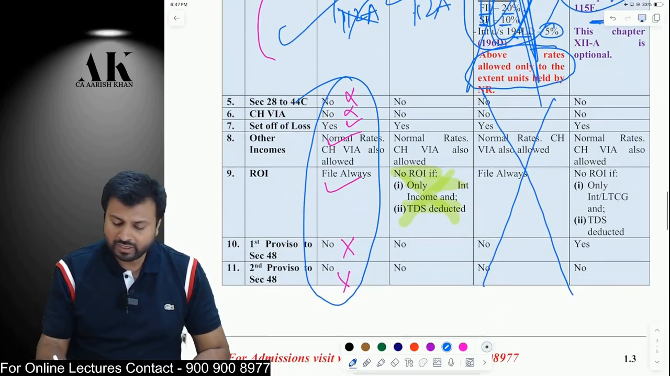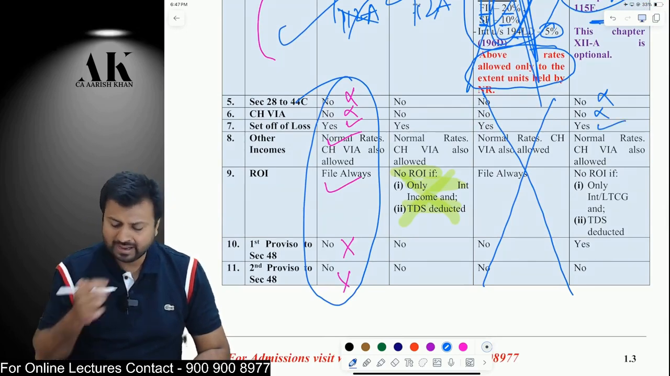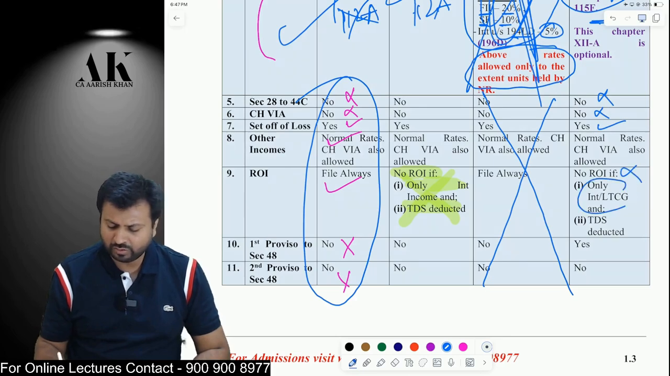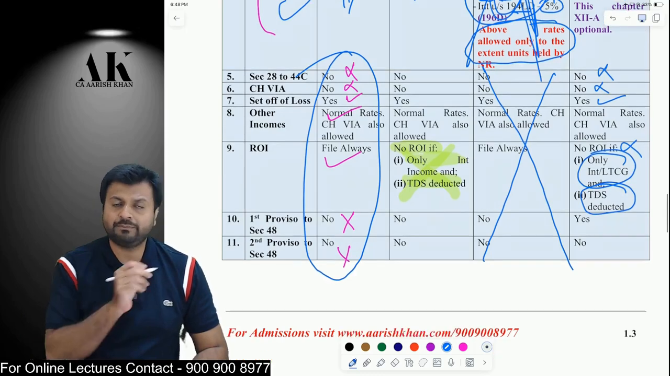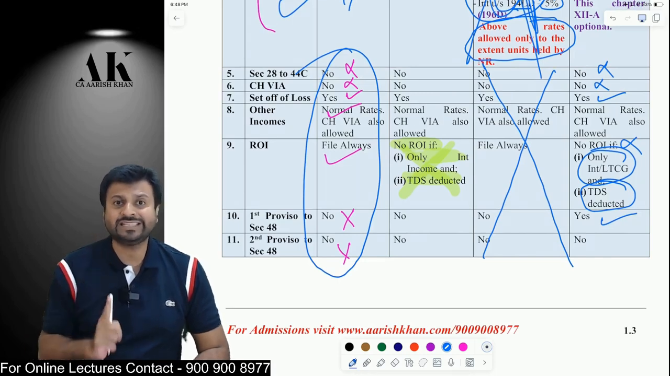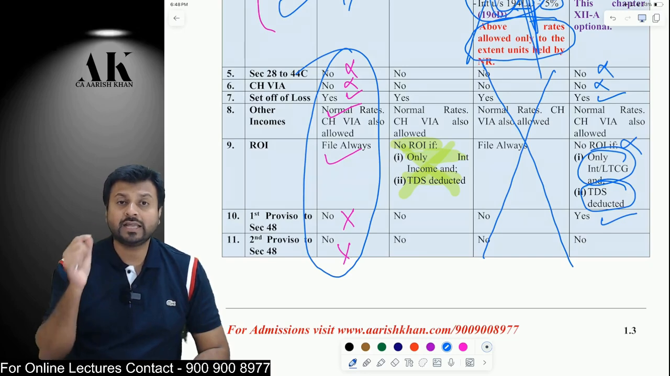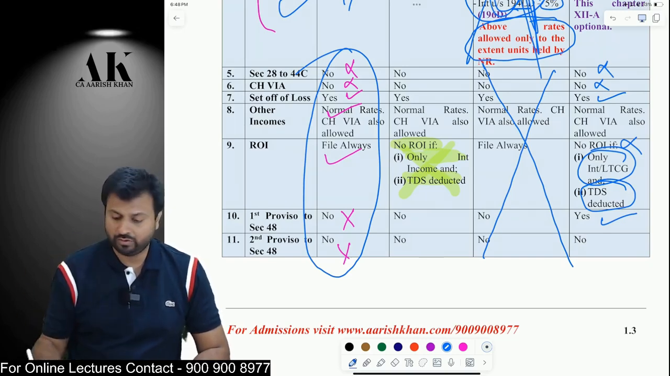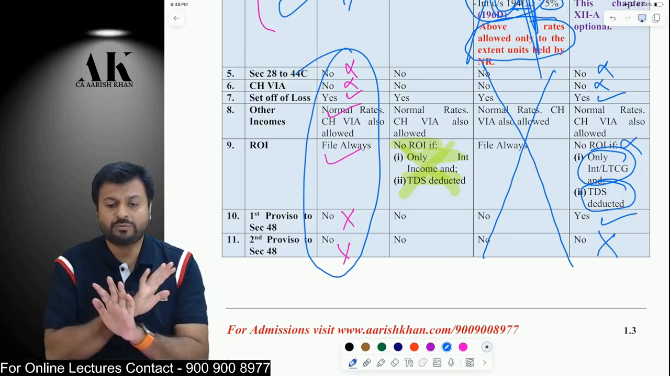Last but not least, will you get any PGBP deductions? No PGBP deductions, no Chapter 6 deductions. Set off of loss can be claimed. Need not file ROI. If you earn only these incomes and TDS is deducted, there is no need to file ROI. One very important difference as compared to the previous section: the first proviso to 48 is applicable. It means if in the question they have given you the details of TTBR, TTSR, because they are buying in foreign currency, then you have to convert that into dollars, then reconvert that into rupees as per rule 115A. And last but not least, the second proviso to 48 is not applicable. It means indexation will not be applicable in this case.